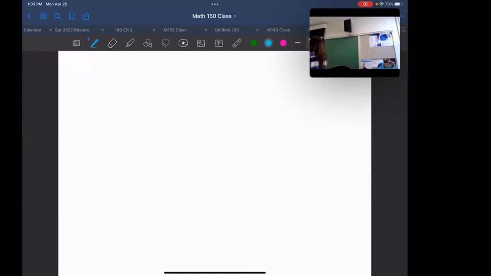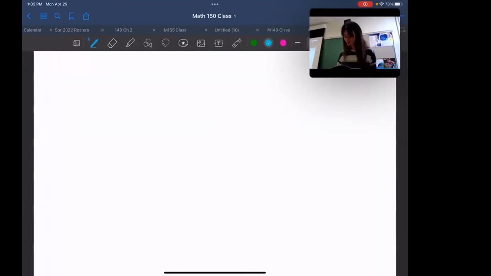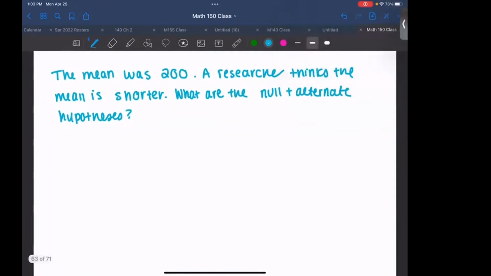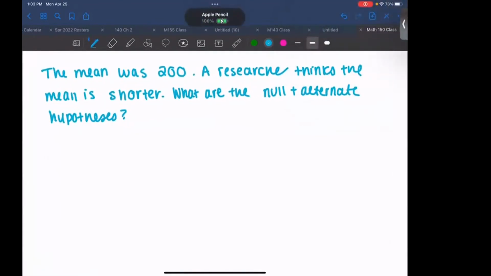Let's go through each of the quiz type questions and see where we're at. I think this will be a good review for what we do today. Okay, I wrote something out here. I know the question on the quiz is going to be more applied, with a situation to it, but I was lazy, so I didn't come up with a situation. Let's just say the mean of something is 200. We just think it's 200. And this researcher thinks the mean is actually shorter, so maybe we're measuring the length of something. We're going to be asked what the null and the alternate hypotheses are. That's one of the questions that you could see on the quiz.